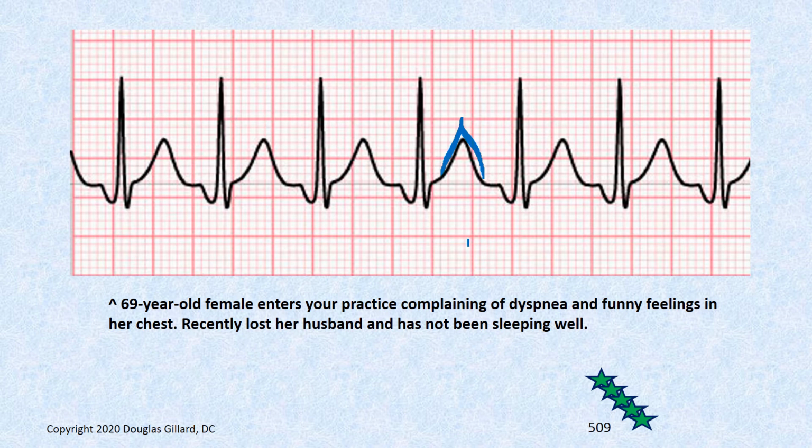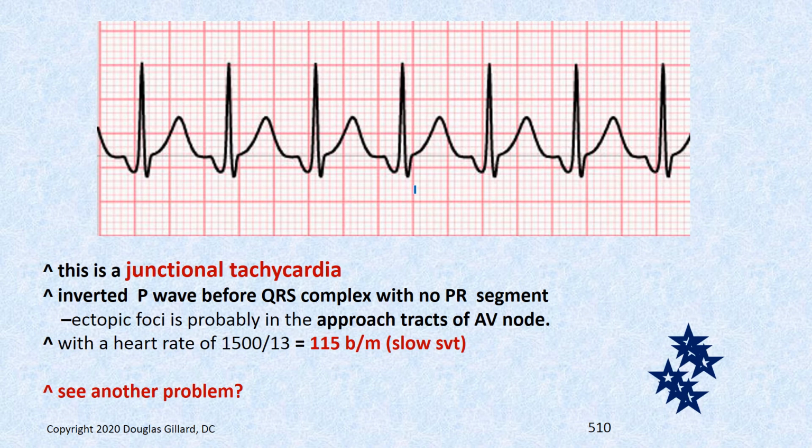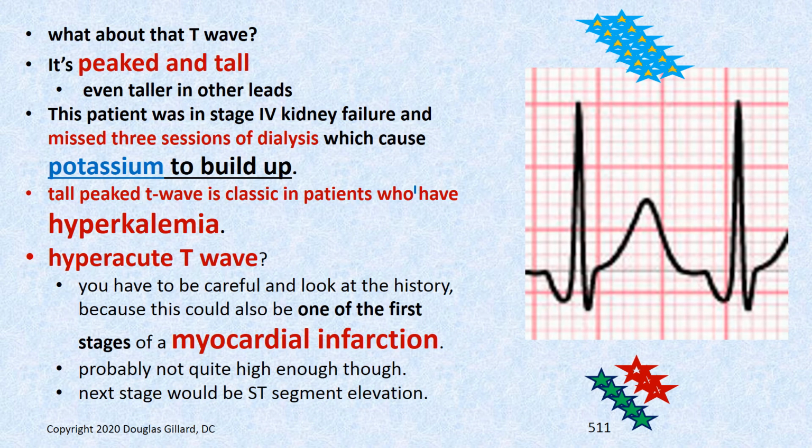What about the P wave? Yeah, there's no PR segment. It's upside down. There's the P wave. There's no PR segment. This has got to be a junctional tachycardia. Got it? See another problem? Yeah, we talked about the T waves. It's peaked. It's tall, even taller than the other leads, which I didn't show you. So that's going to make you think myocardial infarction or hyperkalemia. So yeah, it could be either of those, as we talked about.